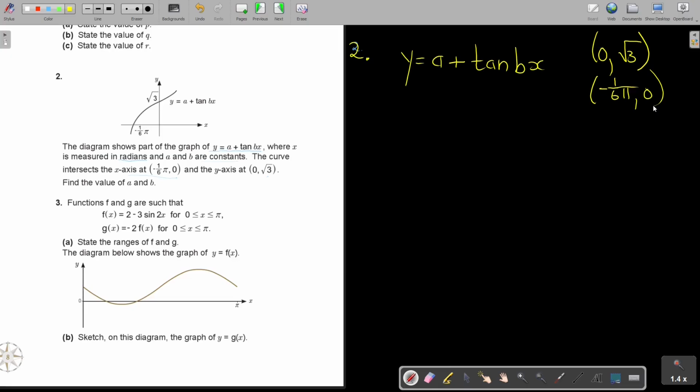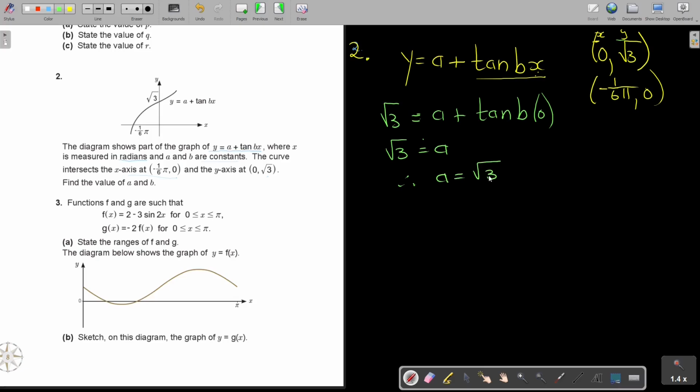Now, if I look at this one, if I can find a, if this is just becoming 0, then I must substitute in the place of x a 0, which will work in that case. So if I say y is equal to a plus tan b, and I put a 0, then I get y. Okay, I forgot to put y in. Let's just put y also in. It's supposed to be in here. So there's the y. So square root 3 equals a. So therefore, I already have now a.